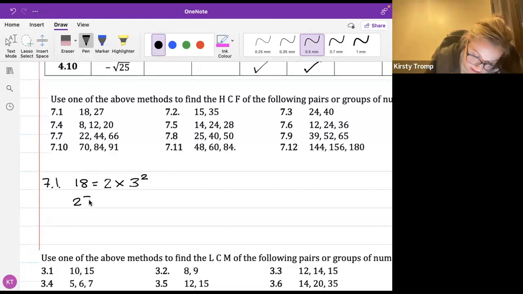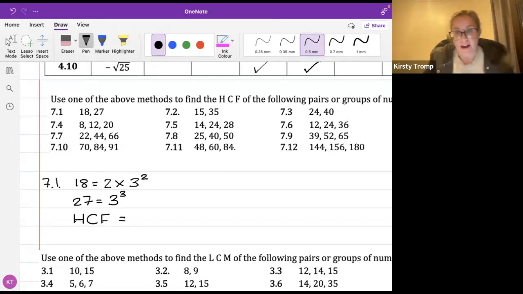And then we have 27 equals. How do we do that one? What do we do if we do 27 equals? So 27 equals shift, and we press that factor button again. Good, well done. 3 to the power of 3. Well done, guys. So now I'm looking for my HCF, my highest common factor.